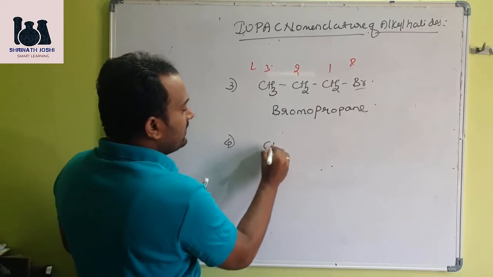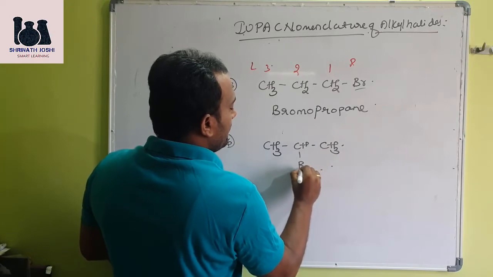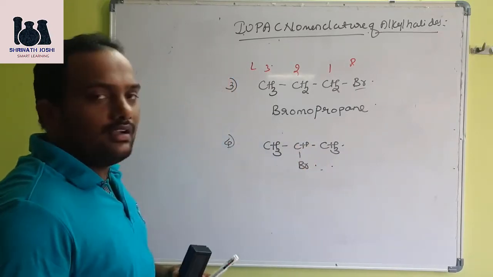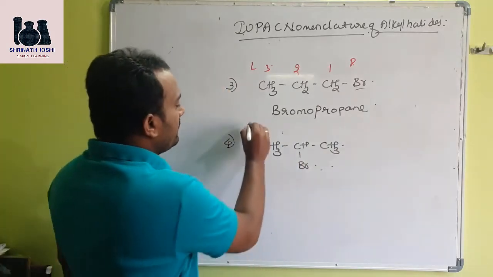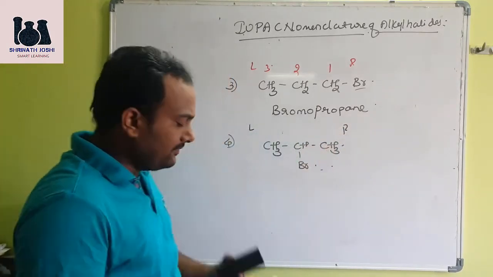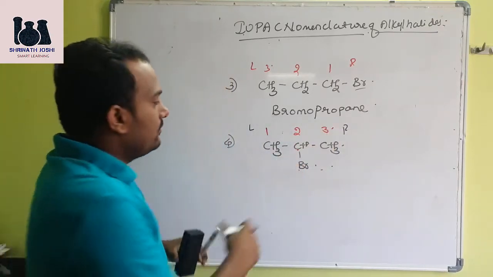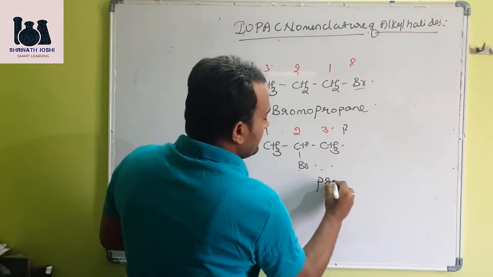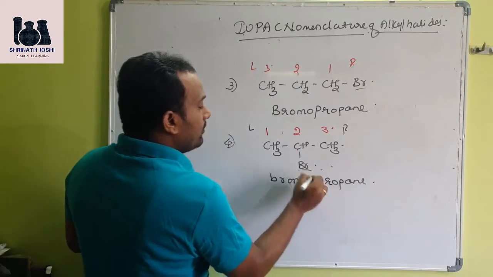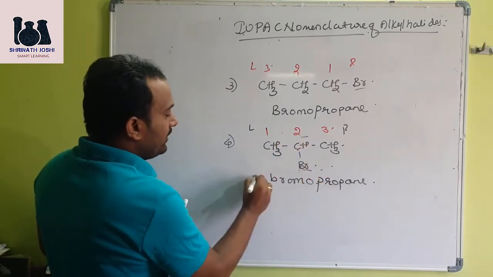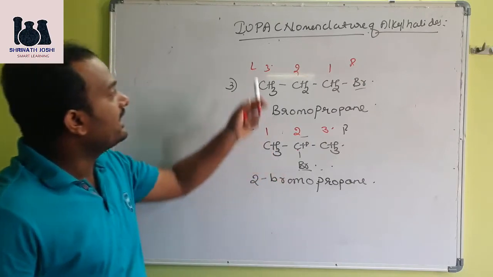Now you look here, CH3, CH3 and Br. Correct? Now CH3, CH3, Br. Should we start from left to right or right to left? One and the same. Wherever you start, you get the second carbon containing halogen. Now, 3 carbon atoms are there. Therefore, I write it as propane. Which propane? Bromopropane. Which bromo? Bromine is attached to the second carbon. Therefore, it is 2-bromopropane. This is how the IUPAC nomenclature of halogen derivatives is written.